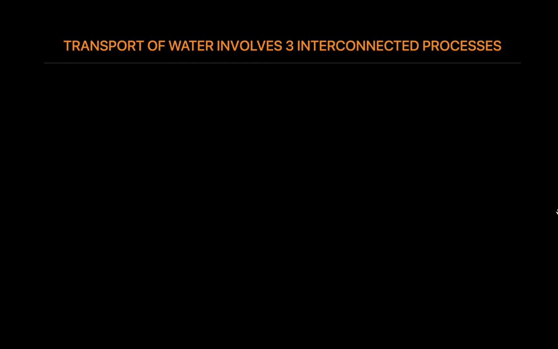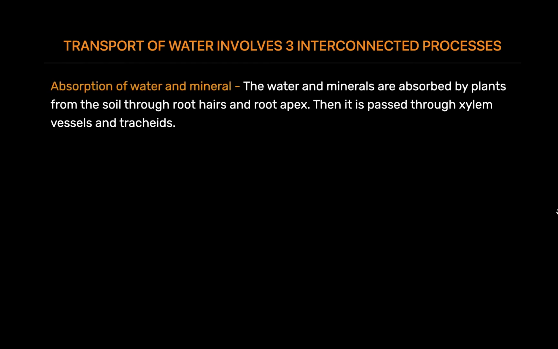Transport of water involves 3 interconnected processes. Absorption of water and minerals. The water and minerals are absorbed by plants from the soil through root hairs and root apex. Water molecules move from higher water potential to lower water potential and then to xylem vessels and tracheids. There is steady movement of water from soil to roots to xylem vessels and tracheids, creating a column of water that is steadily pushed upwards.